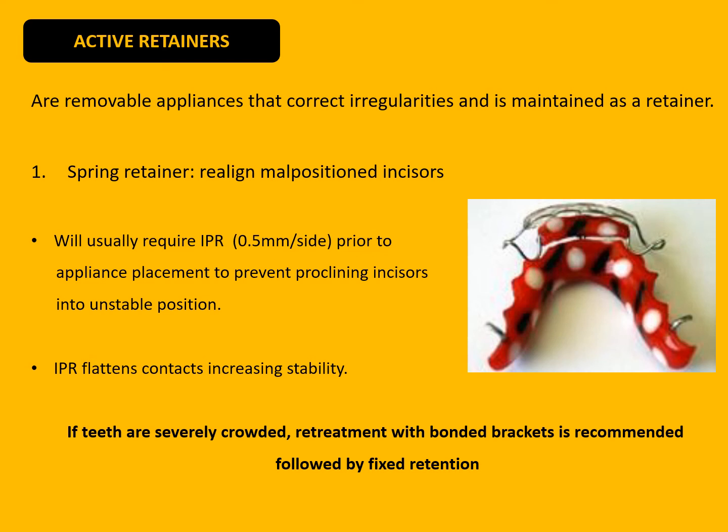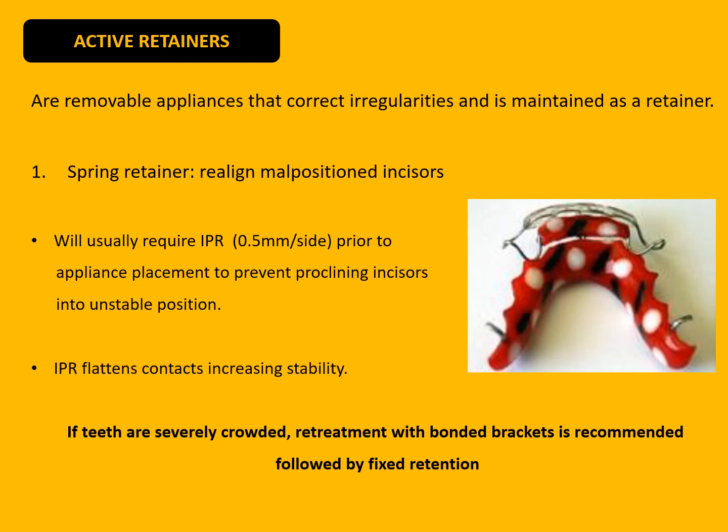Number one, spring retainer. It's used to realign malpositioned incisors. However, it will usually require an interproximal reduction prior to appliance placement to prevent proclining the incisors, and also IPR increases stability because you would have flattened the contact areas and thereby it increases stability.